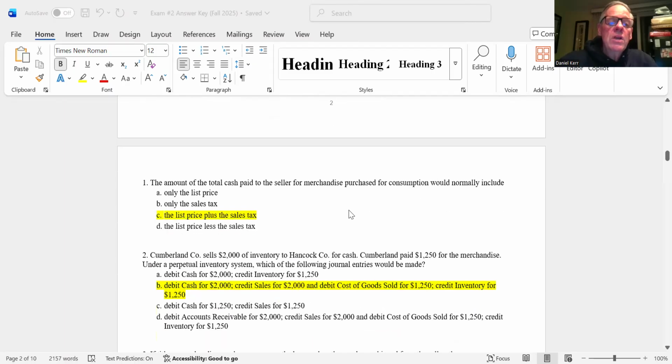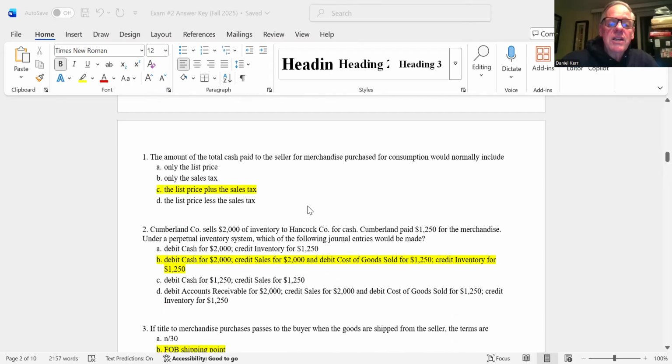So the first one: the total amount of cash paid to a seller for merchandise purchased for consumption would normally include the list price plus the sales tax. So the cost of an item purchased for consumption would be both the cost of it plus whatever sales tax you had to pay for that. So the answer there is C.